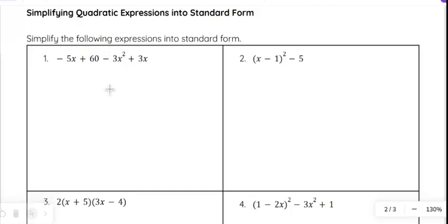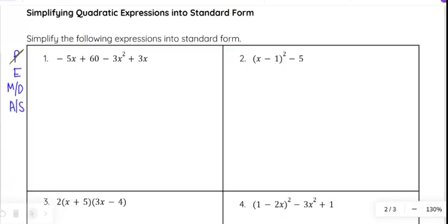So looking at some examples, we are first going to start with number 1. You'll notice that number 1 does not have any parentheses. It does have exponents. It has multiple terms, but there are no parentheses here like 2, 3, and 4, just as a note. So looking at number 1, we want to think about our order of operations. So please excuse my dear Aunt Sally. And we see here that we have negative 5x plus 60 minus 3x squared plus 3x.